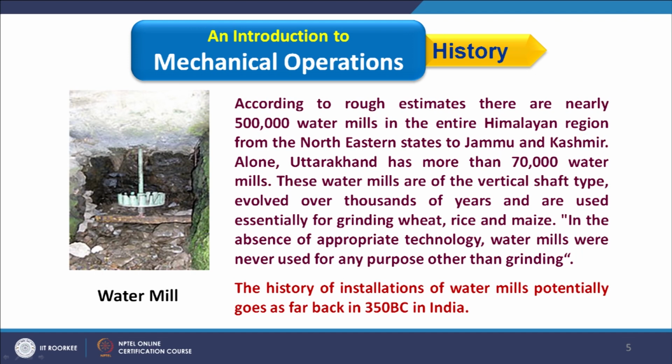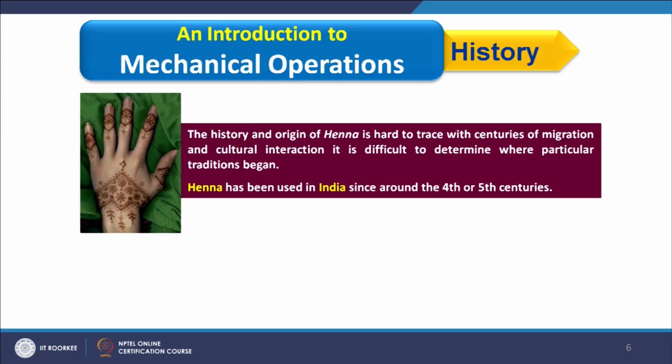So if you see this statement, it says the history of installation of water mill potentially goes as far back as 350 BC in India. So when I consider the water mill, I am speaking about the history of mechanical operation. Another example of the history of mechanical operation is henna. If you see this hand, henna is available over here.